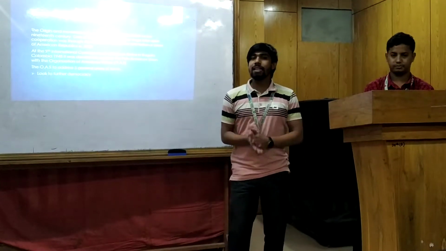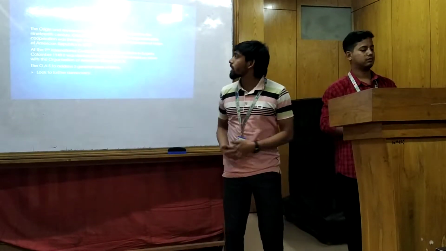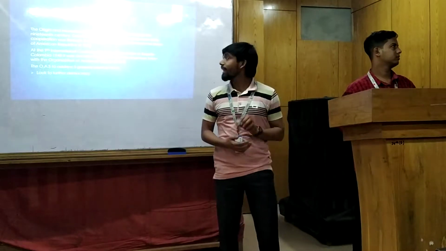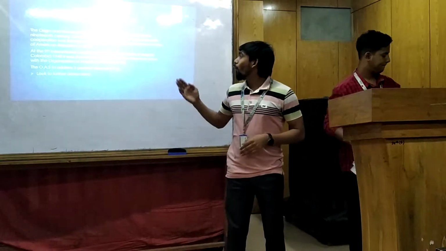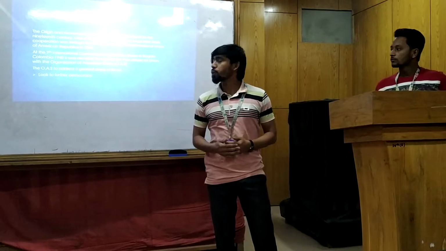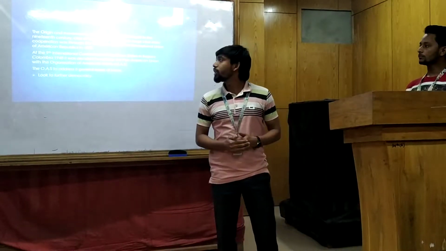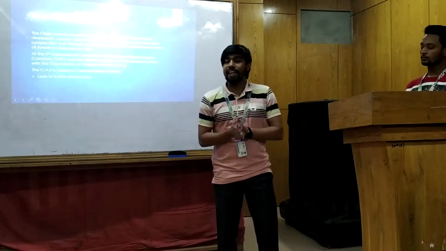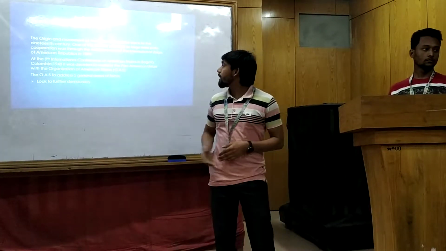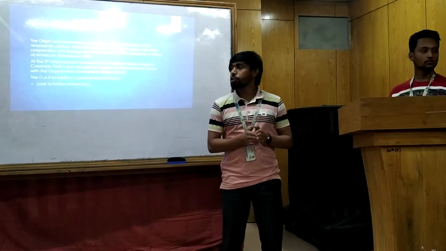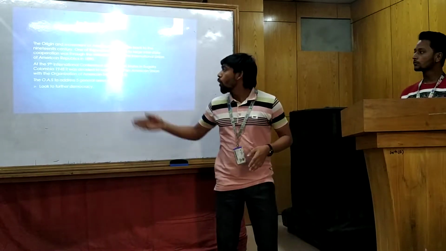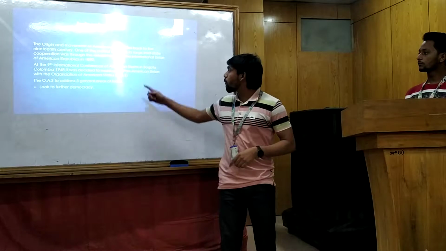Firstly, we are discussing the introduction. The origin of the movement of American unity goes back to the 19th century. One of the earliest attempts to foster inter-American state cooperation was the establishment of the International Union of American Republics in 1890. At the 9th International Conference of American States in Bogota, Colombia, 1948, it was decided to replace the Pan-American Union with the Organization of American States, that means OAS.